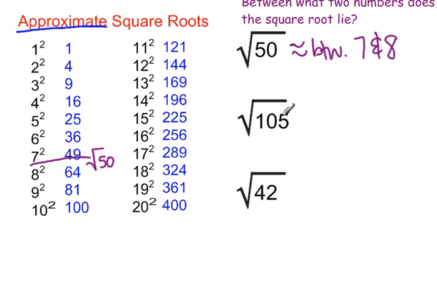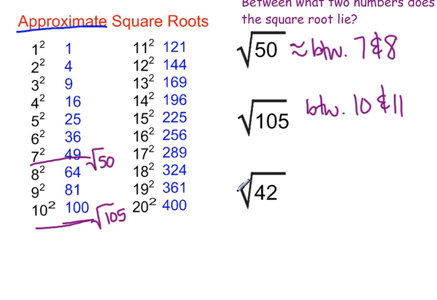What about the number 105? So I'm going to look through my perfect list. It must go right here. The square root of 105 is going to be between 10 and 11. I don't know what it is. It's going to be irrational. It's going to go on forever and not repeat. But the answer is going to be somewhere between 10 and 11.